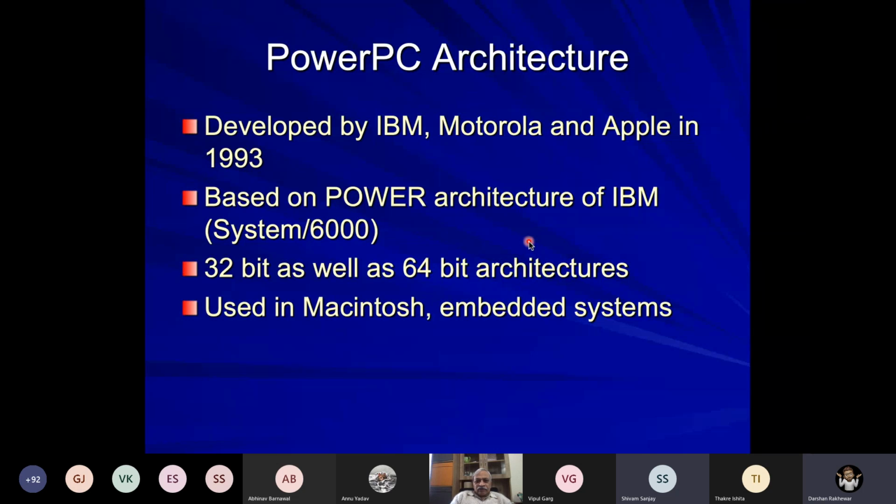Next we look at PowerPC architecture. I mentioned this already, that it was developed by a consortium and based on a previous architecture of IBM. There is a 32-bit version as well as a 64-bit version. In fact, for many architectures, including MIPS, 64-bit versions have come out. ARM also has a 64-bit version, and x86 architectures also have 64-bit versions.